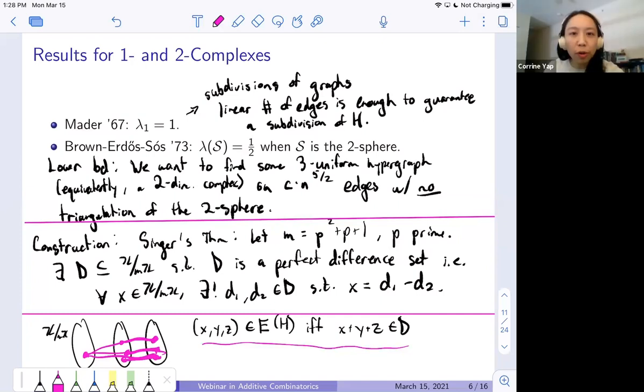Yeah, I don't know exactly what bound that would give, but I don't think it would be nearly as good as this one. I think you would end up with less than n to the 5 halves, but I haven't worked out precisely what the details would be.